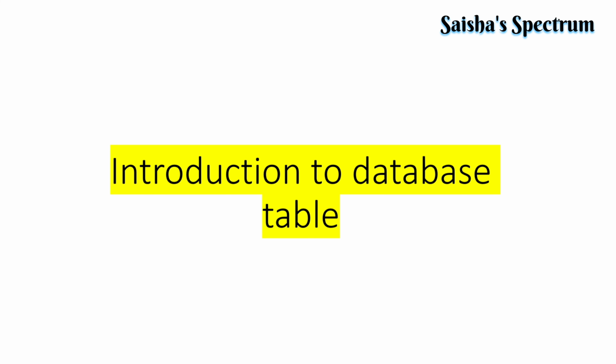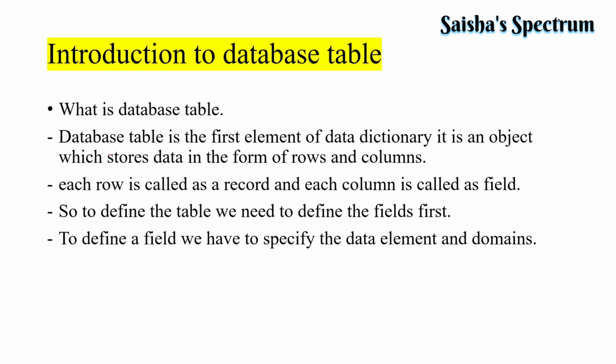In the previous lecture, we have seen about the data dictionary. So, introduction to database table. A database table is an object which stores the data in the form of rows and columns. A row is called a record, and each column is called a field.